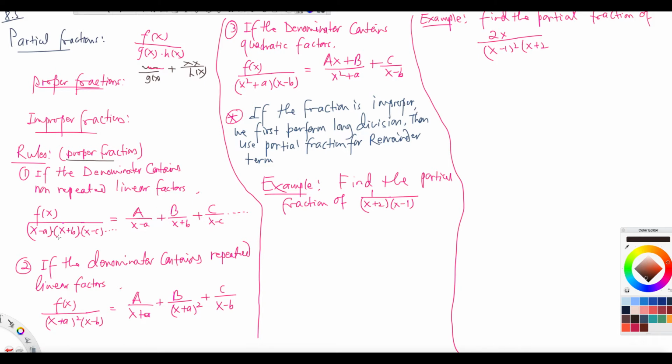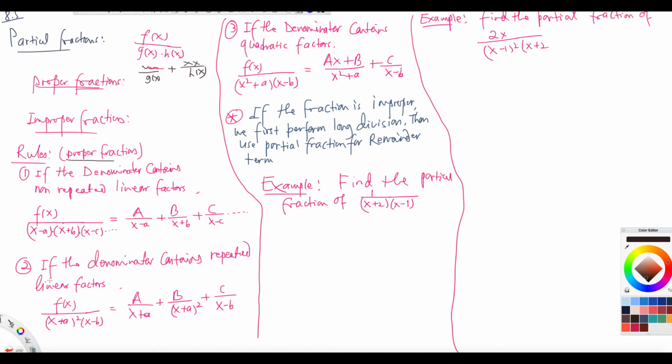So if the bottom of a proper fraction has non-repeated linear factors, then to separate them, we write A over the first factor, B over the second factor, and C over the third factor. How do I find A, B, and C? I will show an example. There is a way to find A, B, and C.